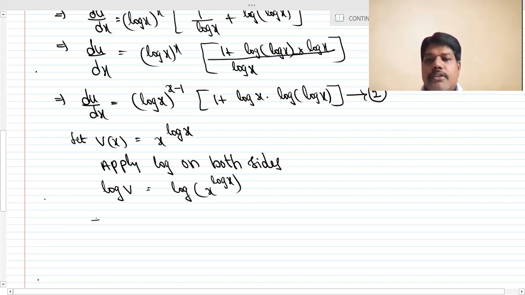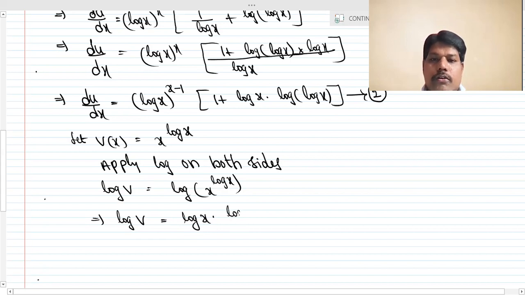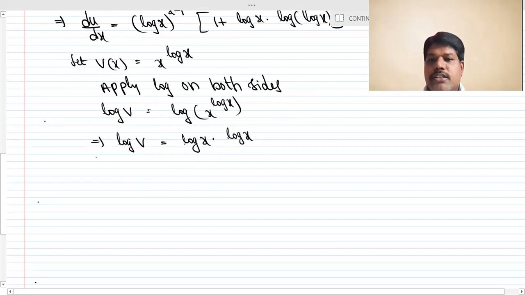So then what happens here? That is nothing but log v. It can be written as log x power p, you can write as p log x. So that power you can write in the front. So automatically it will become log x in the front, and also log x will remain. So then what happens, students? See this one: that implies log v is equal to log x into log x. It will become log x whole square.